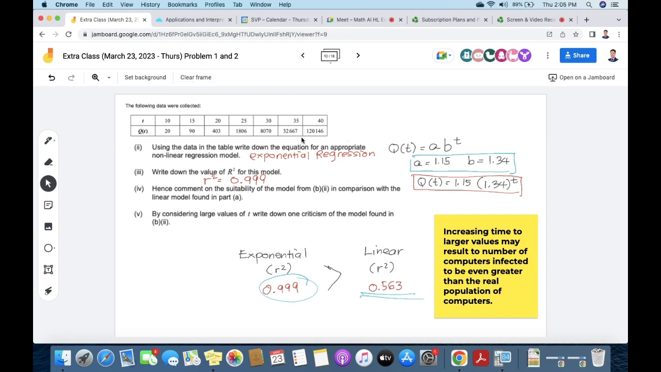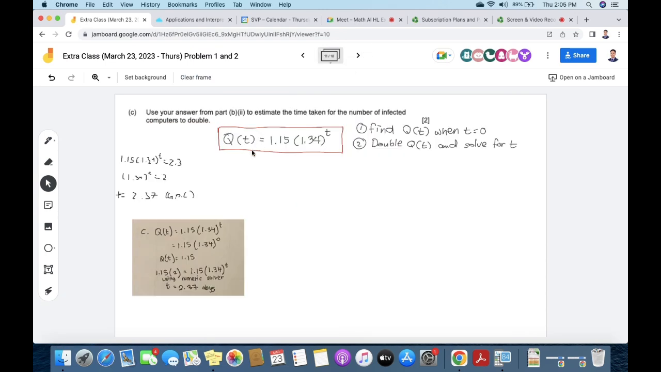This may not be appropriate for this because we're just getting the trend. So the trend is exponential, and from that trend, we got this equation. Okay? So what's another way of doing it? Our goal here is just simply to find a time when it's double.